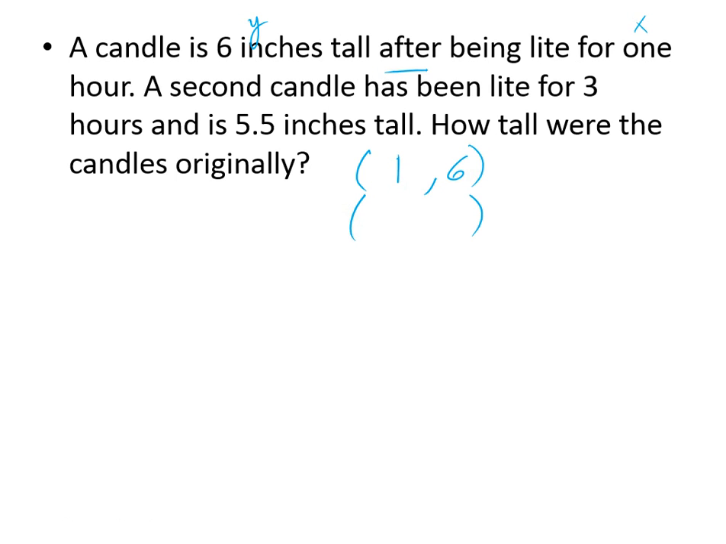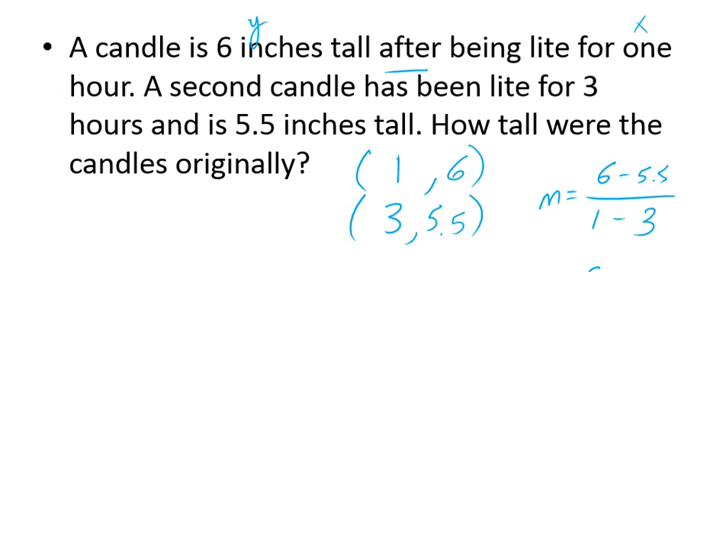Right. So now what's our second point? Our second point would be 3 hours. So 3 is the x and 5.5 is the y. So now we have to find our slope. So m is equal to 6 minus 5.5 all over 1 minus 3.